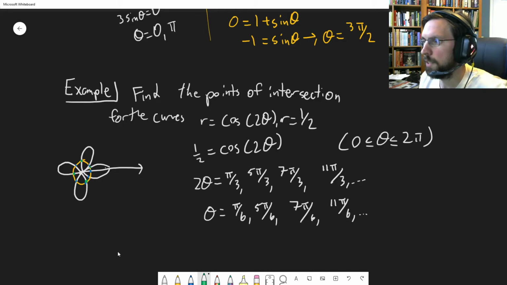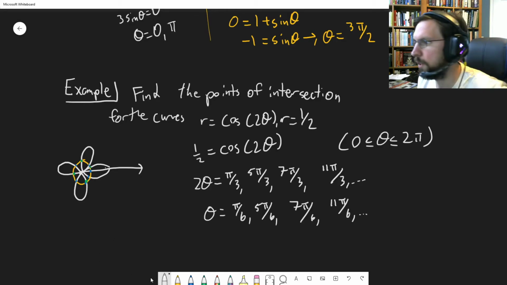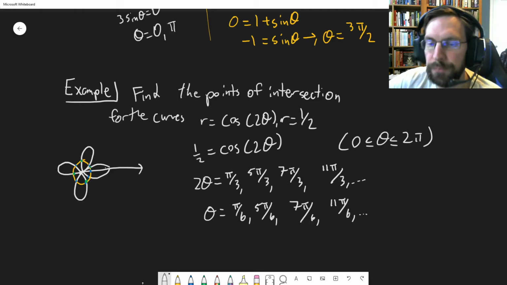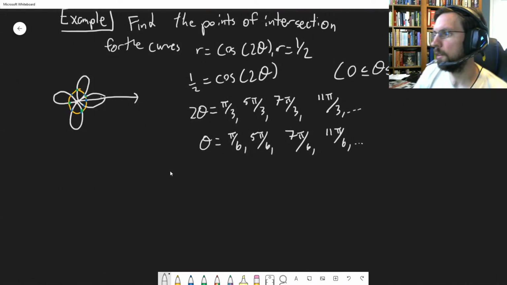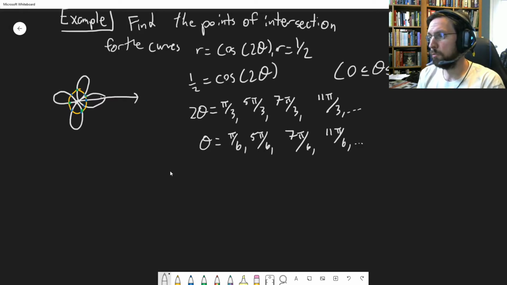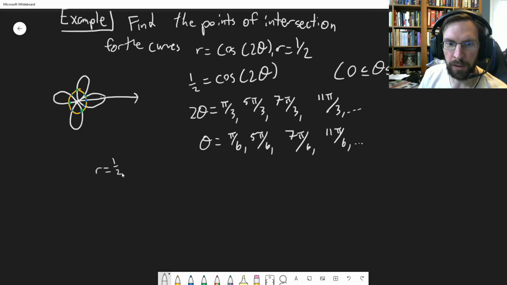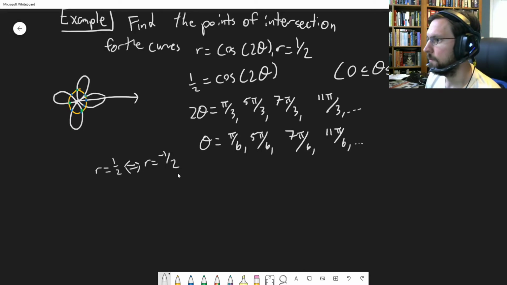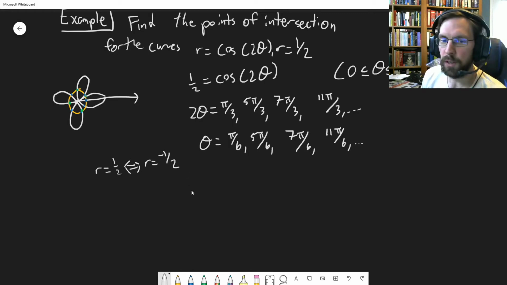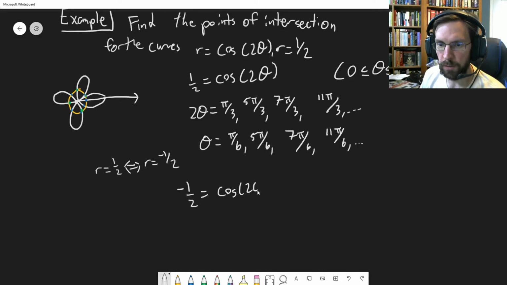So in fact, we're missing precisely half of the angles of intersection. Why is this? If you remember when we talked about polar points, we can have r be negative. In fact, that's what's happening, r could be negative. So the curve r equals 1/2 is exactly the same as r equals negative 1/2. So let's figure out when the curve r equals negative 1/2 intersects cosine 2 theta. So negative 1/2 is equal to cosine 2 theta.